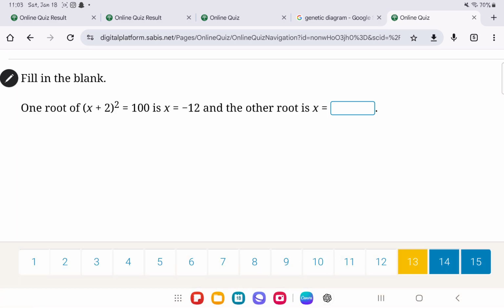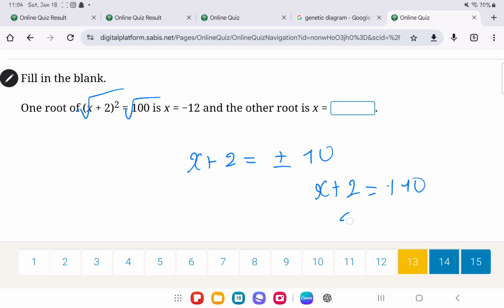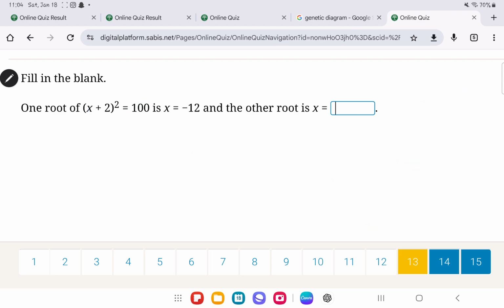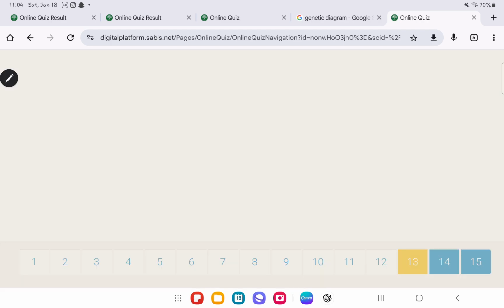Moving on to question number 13. We are given this and they told us that the first root is x is equal to minus 12. So radical here, it's gonna be x plus 2 is equal to plus or minus 10. So x plus 2 is equal to plus 10, x plus 2 is equal to minus 10. Move it to the other side, x is equal to 8 or x is equal to minus 12. So our other root is then 8.